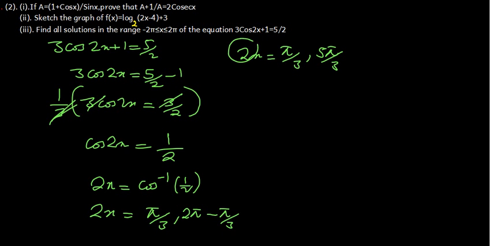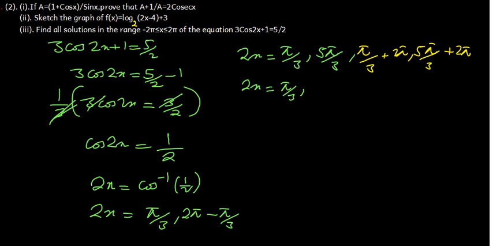Now because this is the double angle, to these two angles that we have found, we are going to add the 360, because it's a double angle. So plus 2 pi, and then also the 5 pi over 3 plus 2 pi. Okay, so this is going to give us 2x being equal to pi over 3, comma 5 pi over 3, comma pi over 3 plus 2 pi, that is going to give us 7 pi over 3. 5 pi over 3 plus 2 pi is going to give us 11 pi over 3.